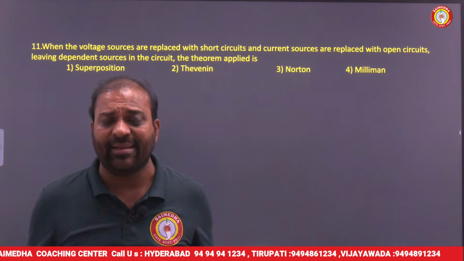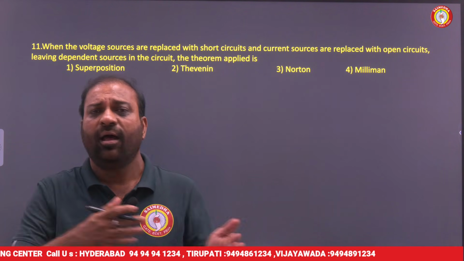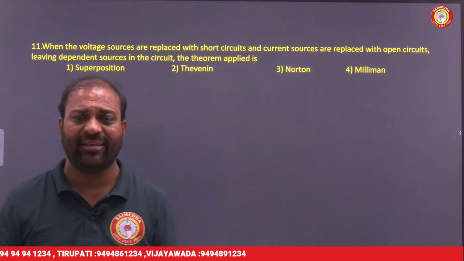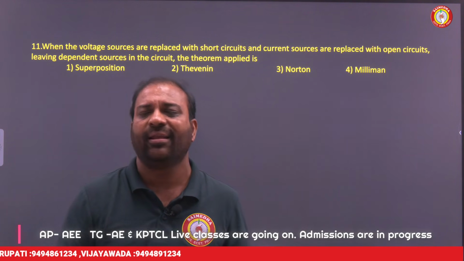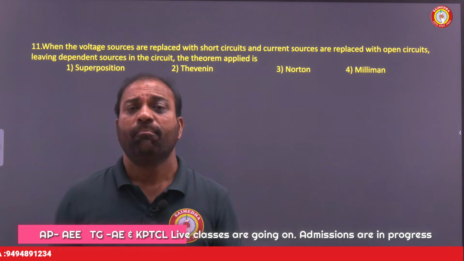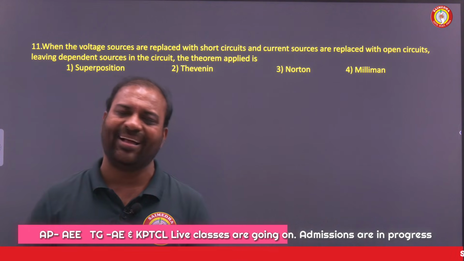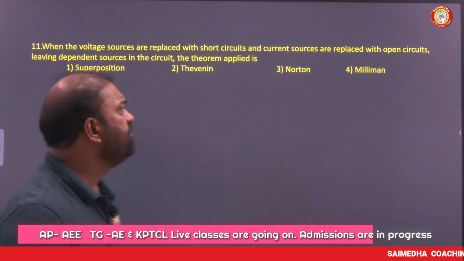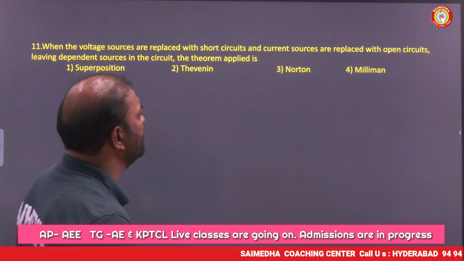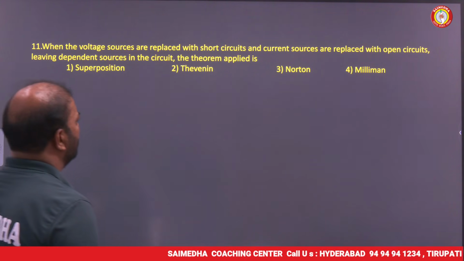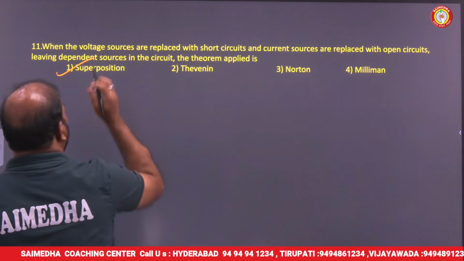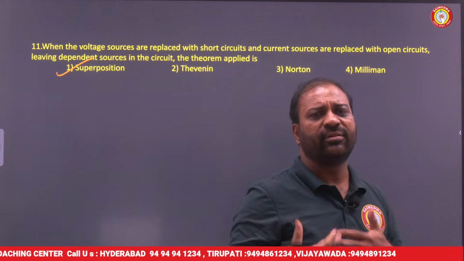In all 3 cases, I will add up the target branch currents, I1 dash, I1 double dash, I1 triple dash, so that I finally find the resultant current in the target branch. But we keep the dependent sources as usual. So when the voltage sources are replaced with short circuits and current sources with open circuits, leaving dependent sources in the circuit, the theorem applied is the superposition theorem. My dear friends, don't get confused by this question.